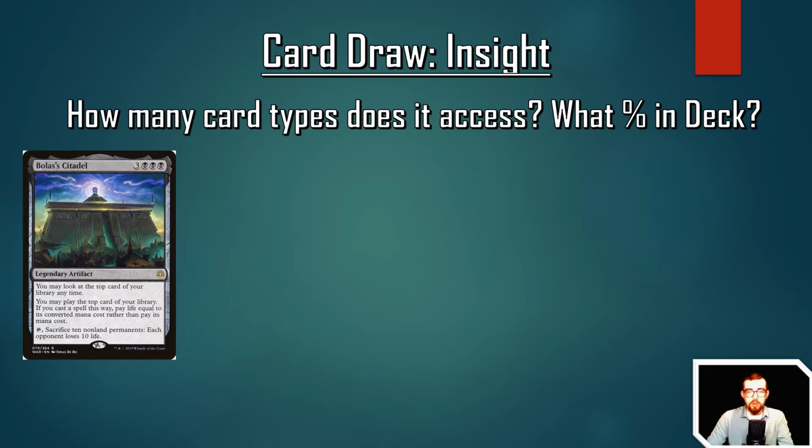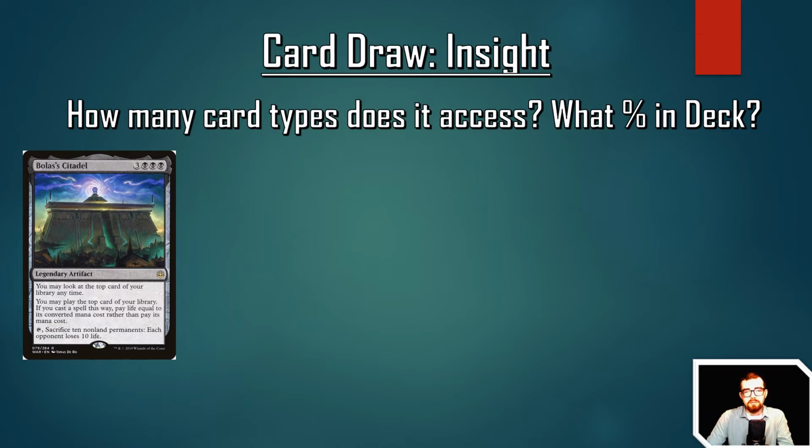One thing to be aware of when you're looking at Insight Draw is if you have already made your land drop for the turn, you are not going to be able to make an additional one off of this, even if it says you can play the cards. So be aware of that.